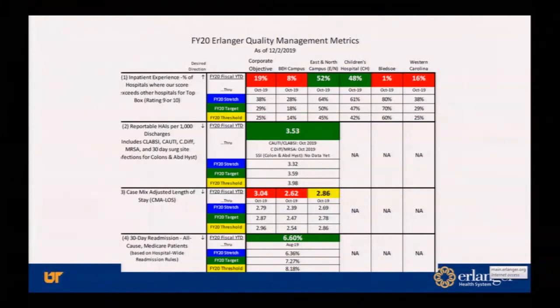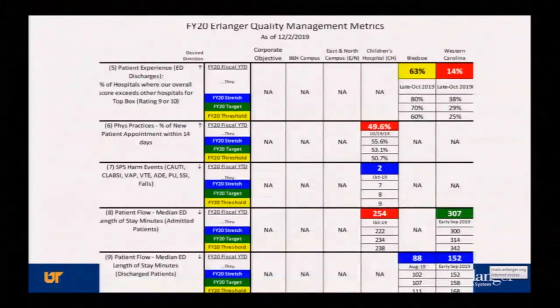You can see that on the children's side and the other campuses, the hospital experience, patient satisfaction, is the same, and it's measured across all the different hospitals that Erlanger has. But the children's hospital has different quality components, which include the physician practice and how quickly you can get an appointment there. It also includes all of what we call the SPS, Solutions for Patient Safety, and all the harm events that children's has. And then the patient flow is measured through the median ED length of stay for admitted patients. If you go to Bledsoe and Western Carolinas, they measure the median length of stay in minutes for the ED patients that are discharged. So those are just a very quick look at what the quality metrics are for this health system.